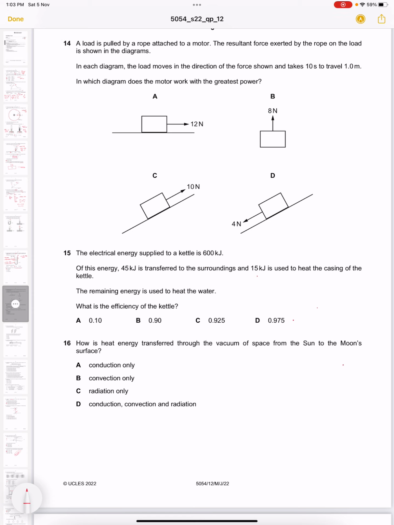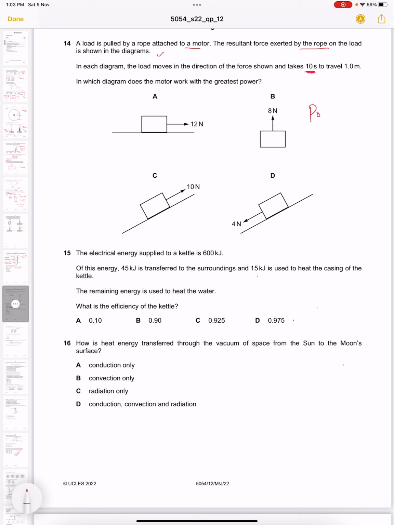Next question. A load is pulled by a rope attached to a motor. The resultant force exerted by the rope on the load is shown in the diagrams. In each diagram, the load moves in the direction of the force shown and takes 10 seconds, that is the time, to travel 1 meter. In which diagram does the motor work with the greatest power?